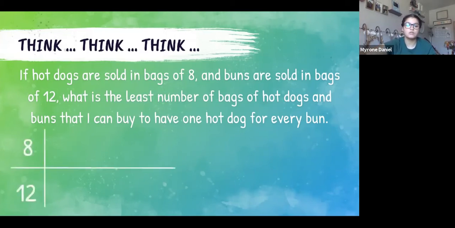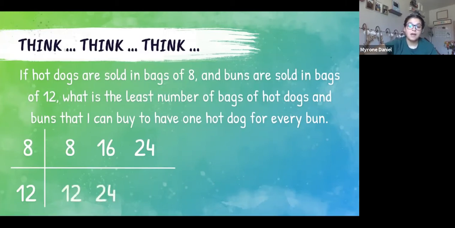So what I'm going to do is make a T-chart, and I'm going to find the multiples of 8. When I multiply 8 times 1, I get 8. 8 times 2, I get 16. And 8 times 3, I get 24. So now I'm going to find the multiples of the bags of buns. So 12 times 1 is 12. 12 times 2 is 24.